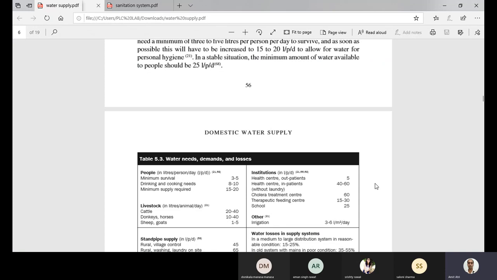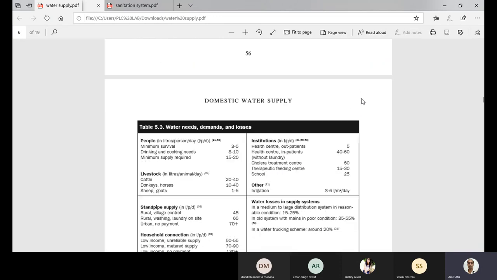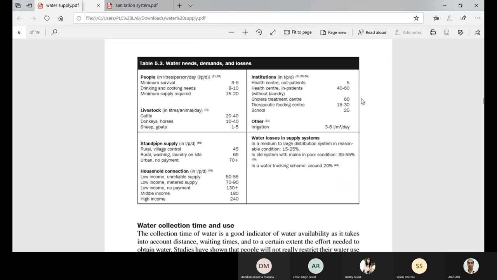Okay, it means all of the basic functions and tasks should be performed by the person. The cleaning of the locality, of the household, the body, hand washing, everything will be covered in this amount, 25 liters per person per day as the minimum value. If more is available, then more supply should be given. So here is a table giving the comparison.